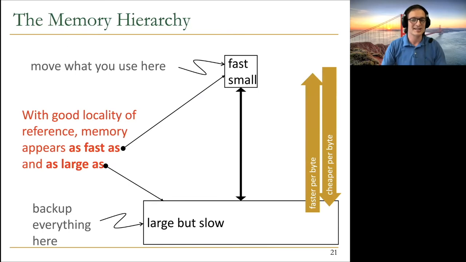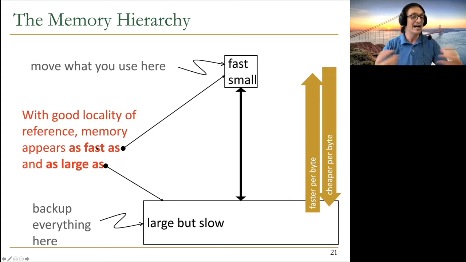Okay, so this is another view of the memory hierarchy. Basically, you want fast and small memories over here, and you have another level, let's say, large but slow memory over here. You move what you use or what you need to the fast and small memory, and you back up what you don't need in the large but slow memory. You can see that the fast memory is faster per byte over here, and as you go down the hierarchy, you get cheaper per byte.